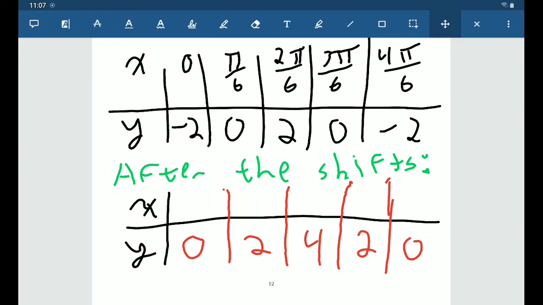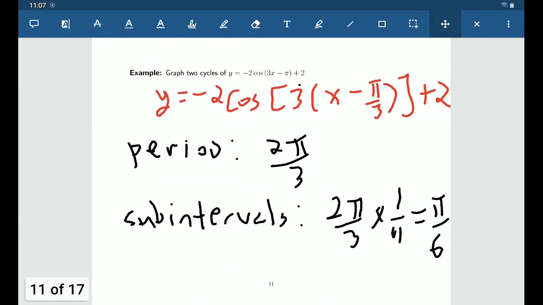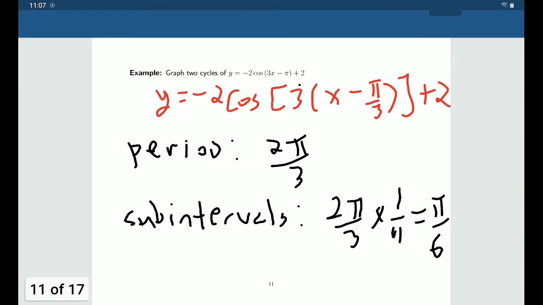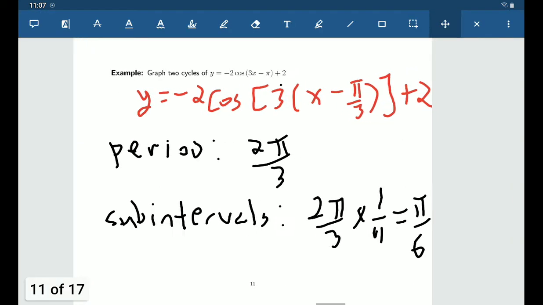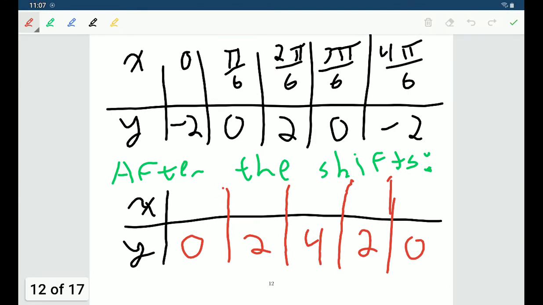Now for the phase shift, we are carrying out a phase shift of positive pi over 3. Positive because we're shifting to the right by pi over 3. So I will be adding pi over 3 to every x value. So let's do it. 0 plus pi over 3, that would be pi over 3. Pi over 6 plus pi over 3, that would be pi over 2.